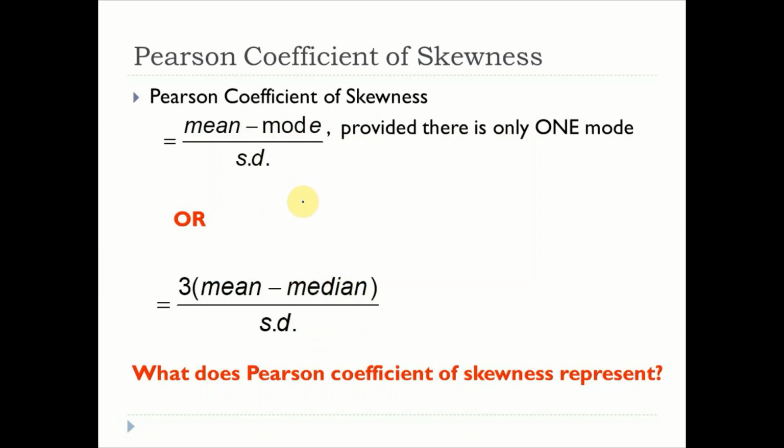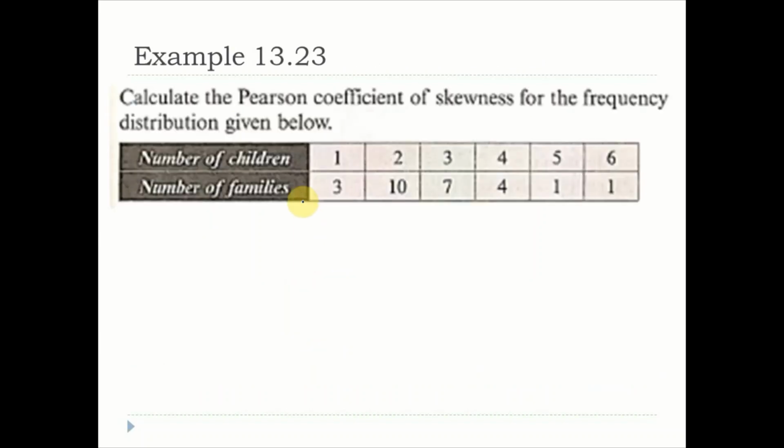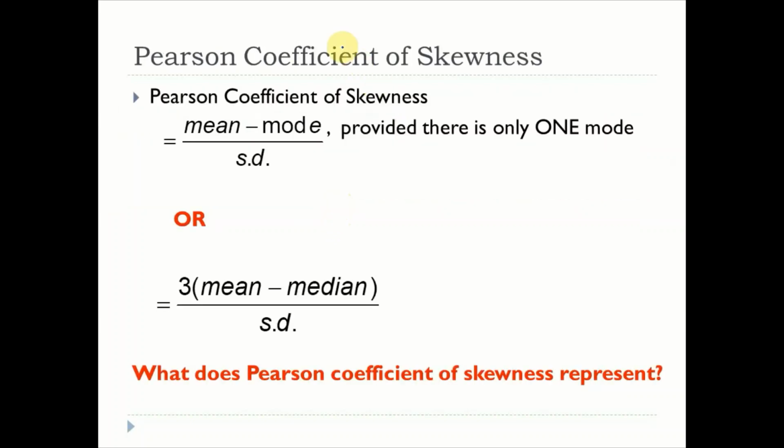Okay, let's look at an example. Example 13.23. Calculate the Pearson coefficient of skewness for the frequency distribution below. So we have data, number of children. This is ungrouped data sebab tak ada interval. Okay, and then this is the frequency. We see that they didn't ask us to calculate either mode or median. So you can use either one.